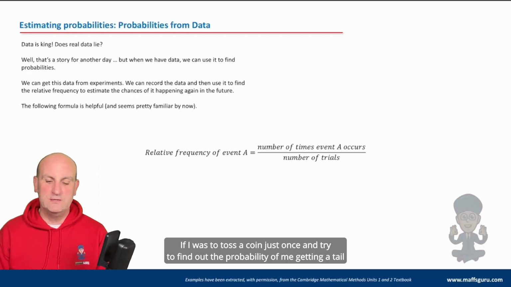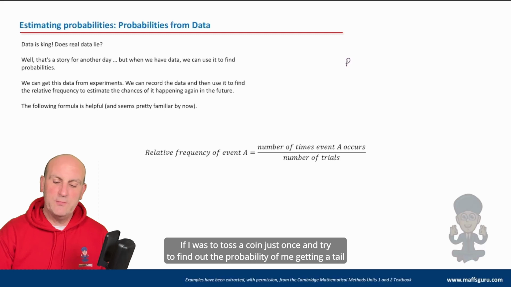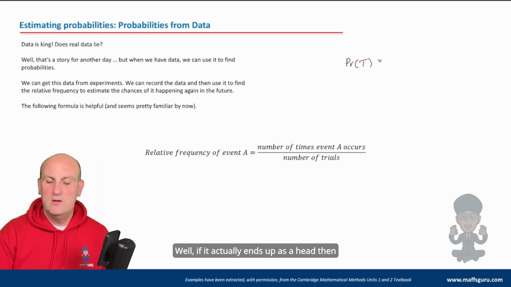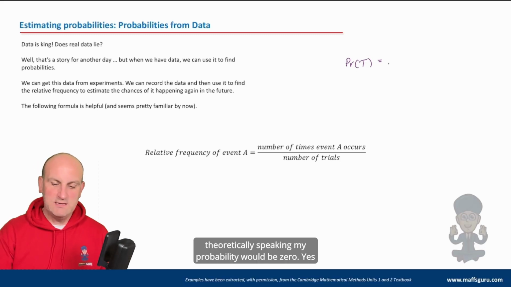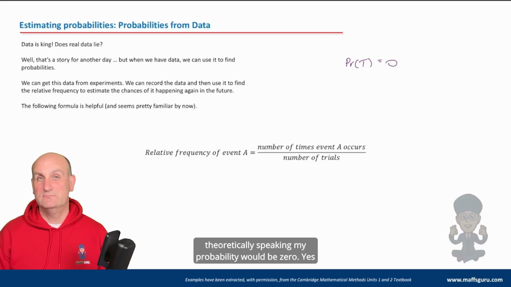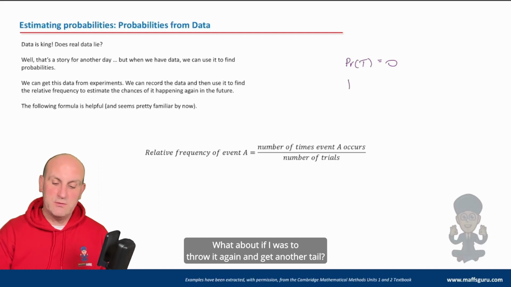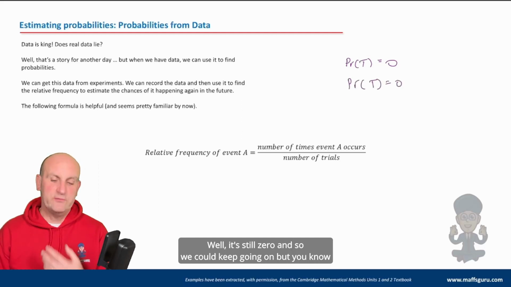If I was to toss a coin just once and try to find out the probability of me getting a tail, well, if it actually ends up as a head, then theoretically speaking, my probability would be 0. Yes? What about if I was to throw it again and get another tail? Well, it's still 0. And so we could keep going on.